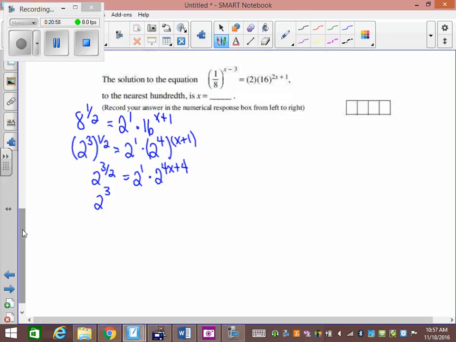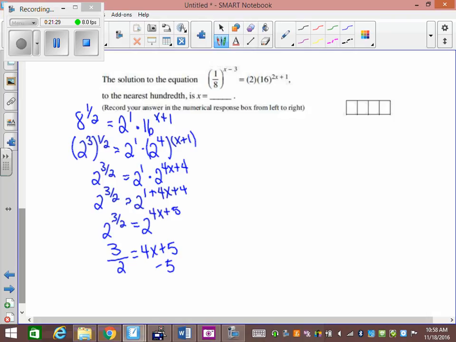2 to the 3 halves equals 2 to the 1 plus 4x plus 4 because we add exponents when you have same base. 2 to the 3 over 2 equals 2 to the 4x plus 5. And then we set our exponents equal to each other. That's a 5. It doesn't look like one, but it is. So I get 3 over 2 equals 4x plus 5.